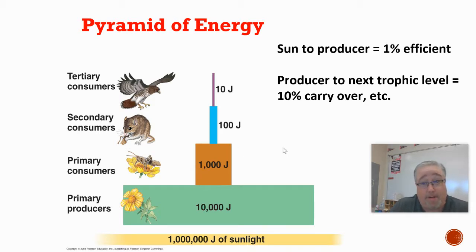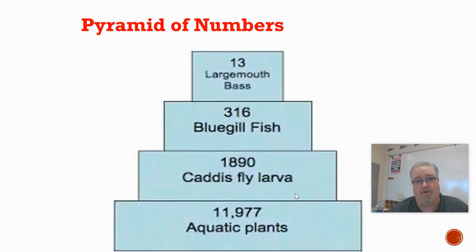So this is another reason why food chains usually don't get past 4 or 5 levels. You don't see food chains that have like 12 trophic levels because there's just not enough energy to go through all those, right? So, this is what we call a pyramid of energy.